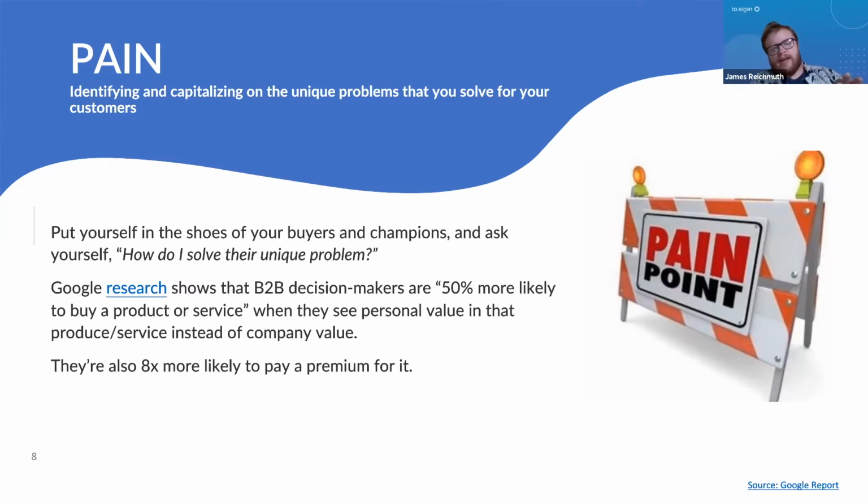And then you can map that very one-to-one to your solution, and you can really customize it towards that business need, which we'll talk about more in just a second when we talk about personalization. You can customize it around that business need to start to generate interest by having some foresight into the challenges they're solving right now. Decision makers are about 50% more likely, according to Google, to buy a product or service if they can see that personal value in it instead of just the company value.